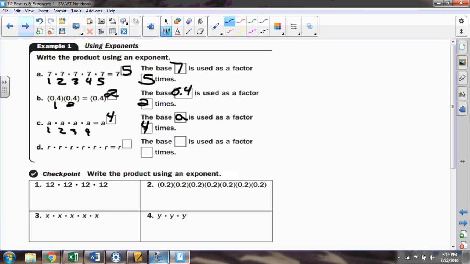And finish off the last one for me. What's D? 6. Our base of R is used as a factor 6 times. Now let's start writing some of these products with an exponent. What's the base in the first one? 4. And the exponent? 4.